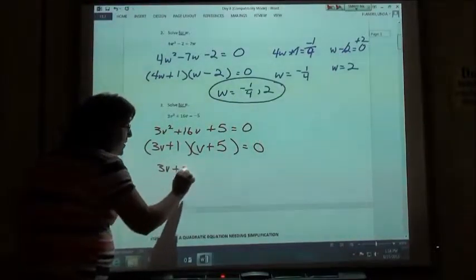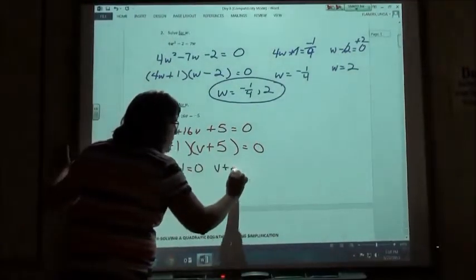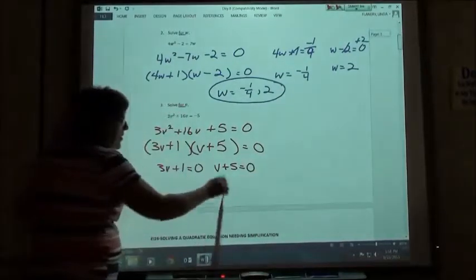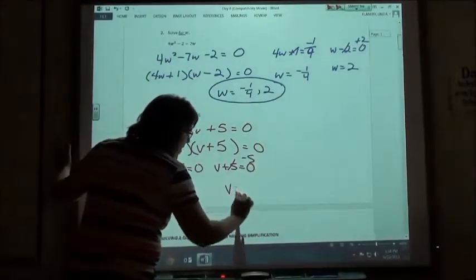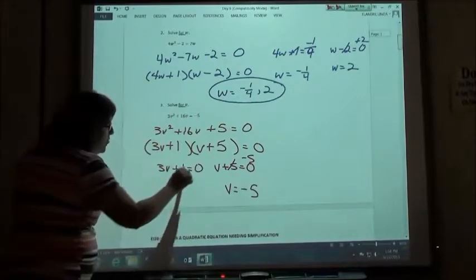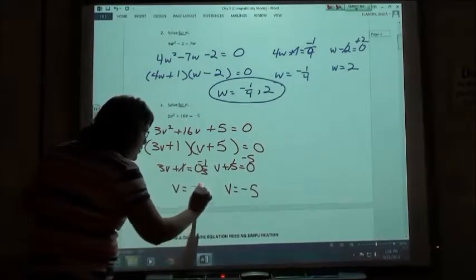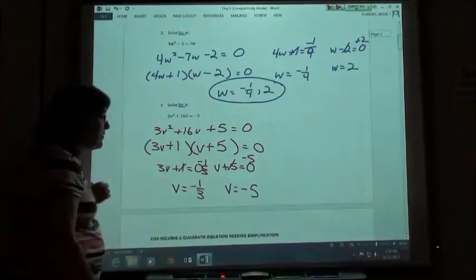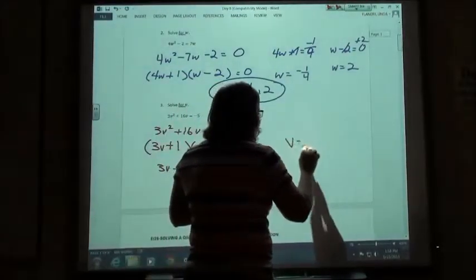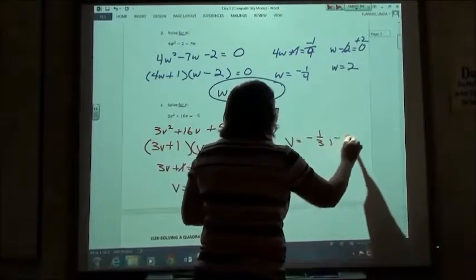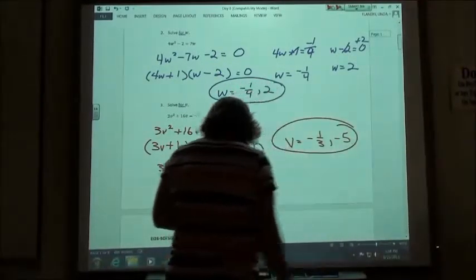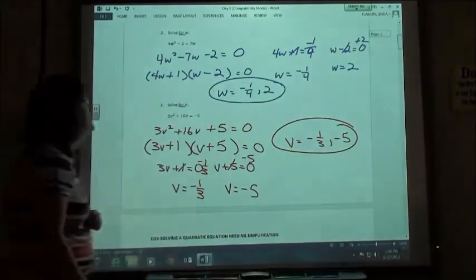So 3v plus 1 equals 0, or v plus 5 equals 0. This one, just minusing our 5. This one, we're going to minus our 1, then divide by our 3, so negative 1/3. So v could equal negative 1/3 or negative 5 for our solutions.